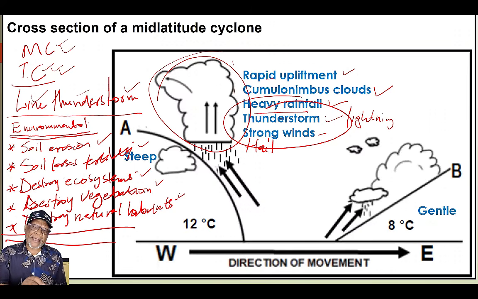So for any natural impacts, be it of any of these, you must be careful. Don't go and study impacts of the mid-latitude cyclones, then go and study impacts of tropical cyclones, then study impacts of line thunderstorm. They are the same. Once you have studied impacts on the natural environment, you are done.